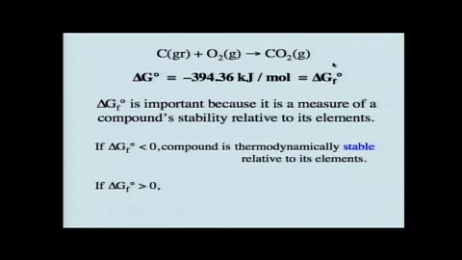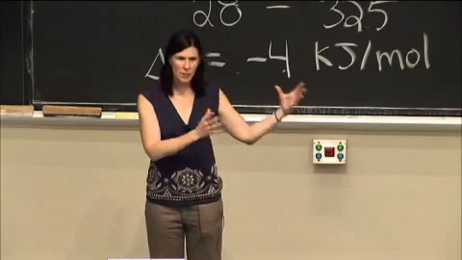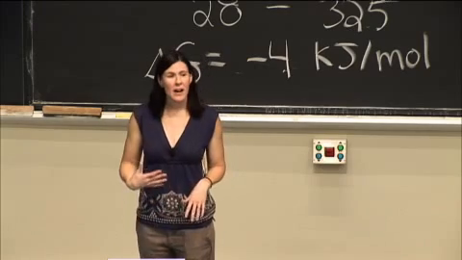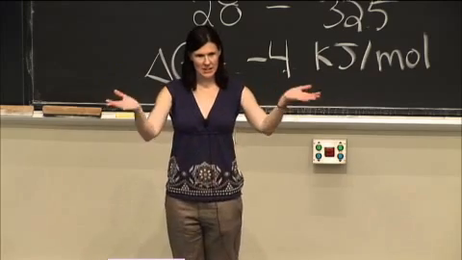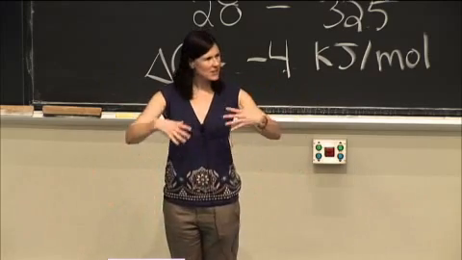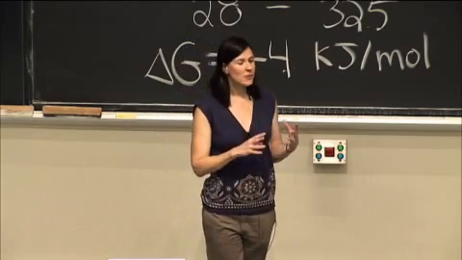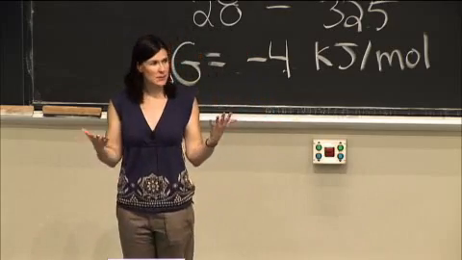So conversely, if we have delta G of formation being greater than 0, so delta G of formation is just delta G of the reaction where the compound is formed, then what we find is that it's thermodynamically unstable relative to its elements because instead of releasing energy in that reaction, you actually have to put energy into that reaction in order to make it happen. So delta G of formation can give us an indication of whether we have a stable or an unstable compound.